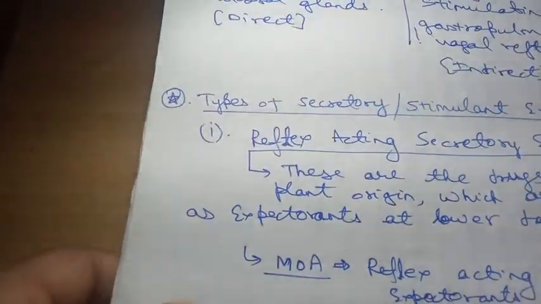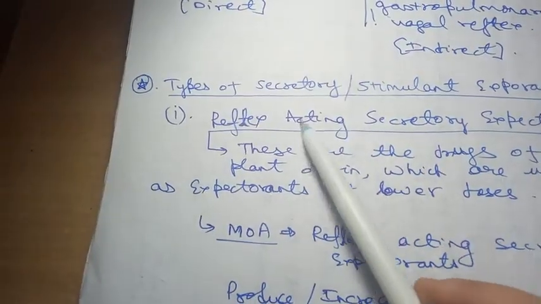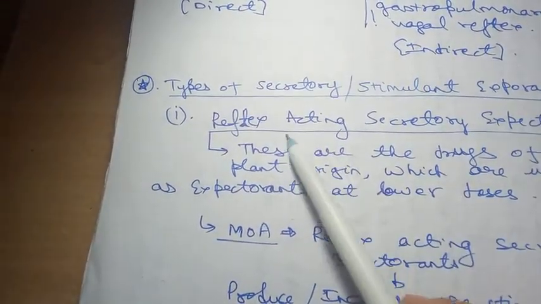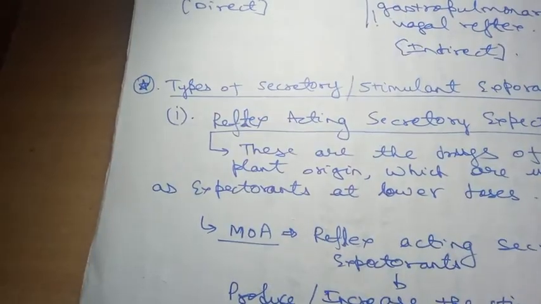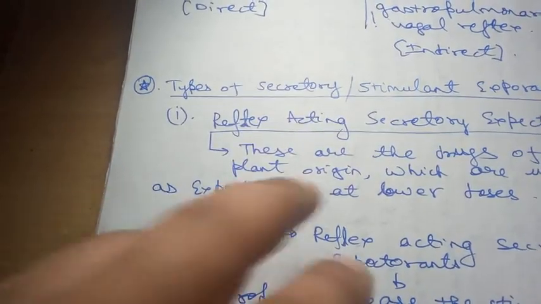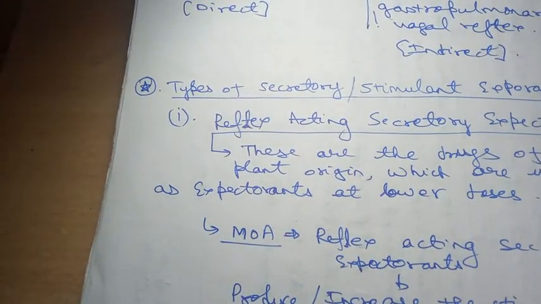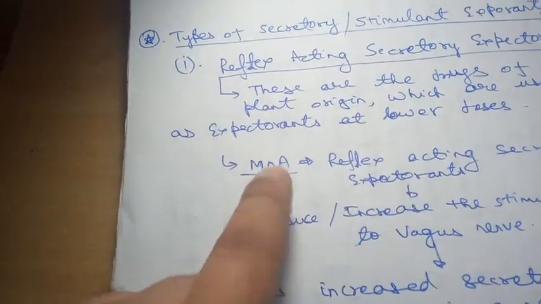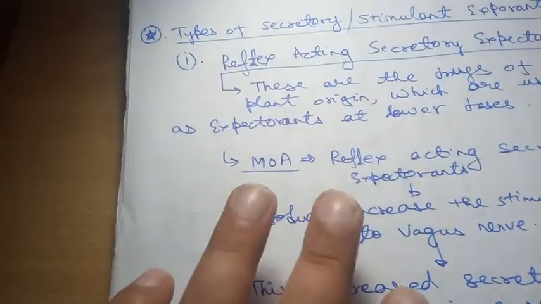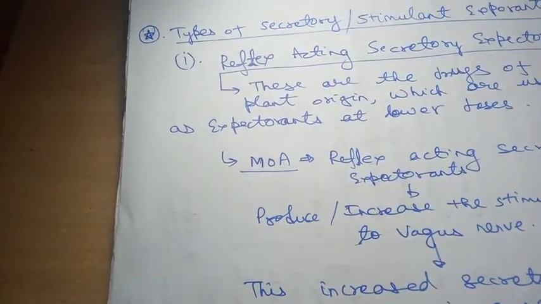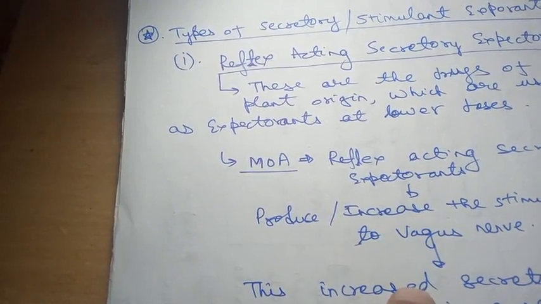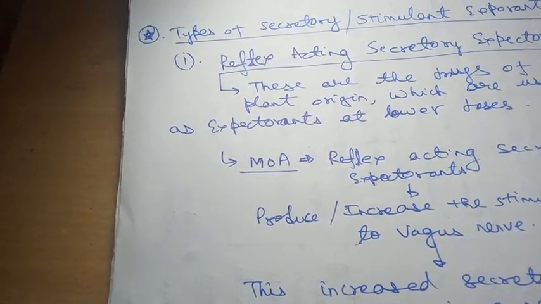Now we'll discuss the types, the subcategories within secretory or stimulant expectorants. First is reflex acting. How can we define them? These are drugs of plant origin which are used as expectorants at lower doses. Their primary mechanism of action is to act on, or stimulate, the gastropulmonary vagal reflex.